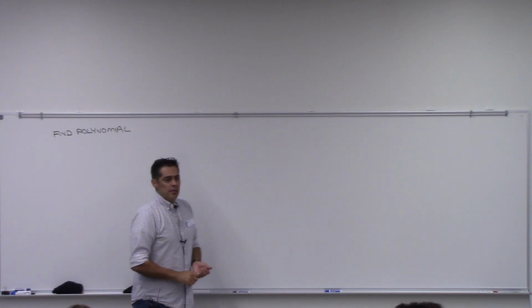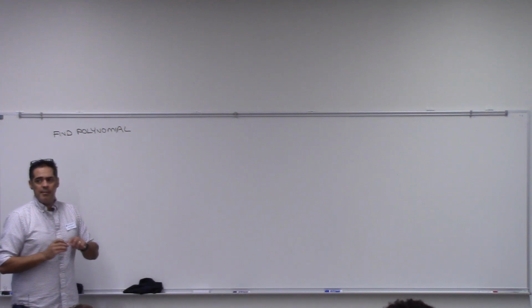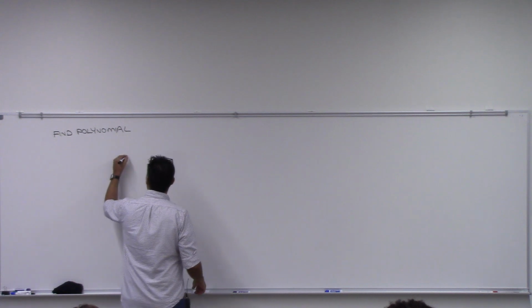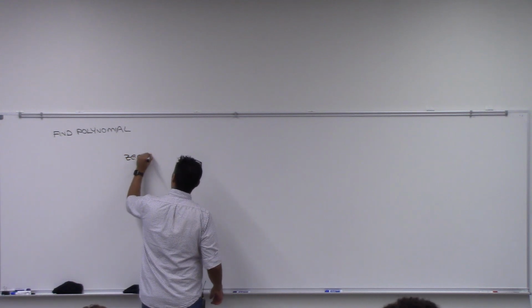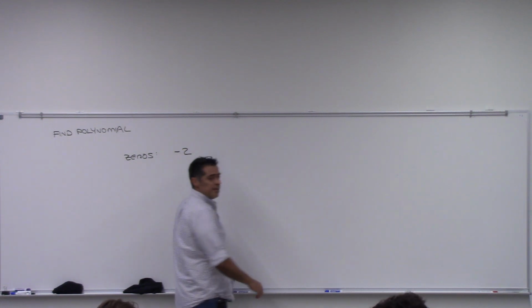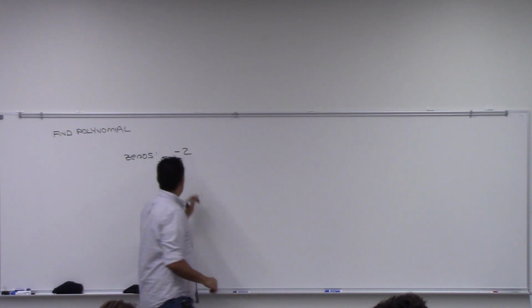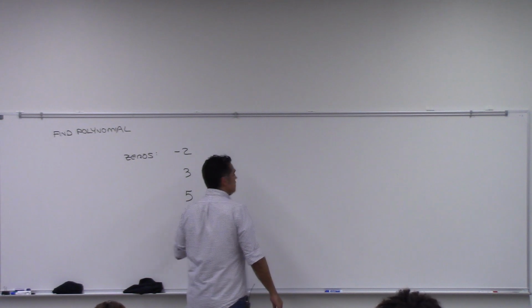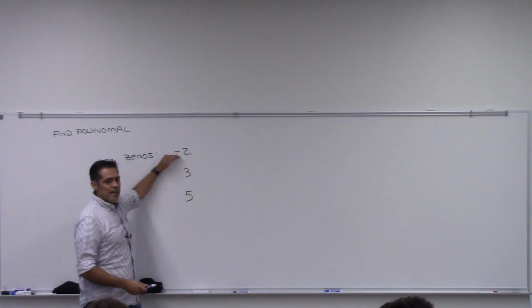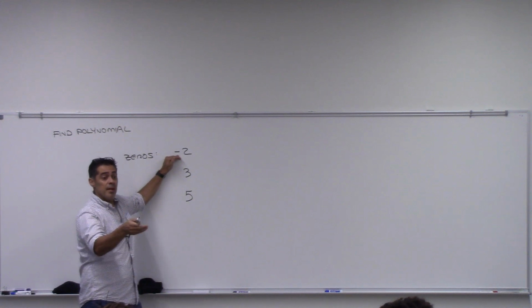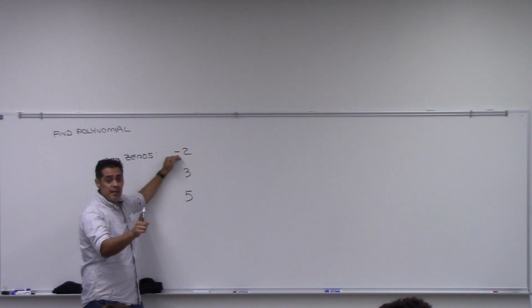All right. First volunteer, raise your hand. Give me one of the zeros. You have negative 2, you said? Yes? 3 is another zero. And 5. Okay, now, new volunteers. At negative 2, what's the multiplicity? Even. It's even, right?